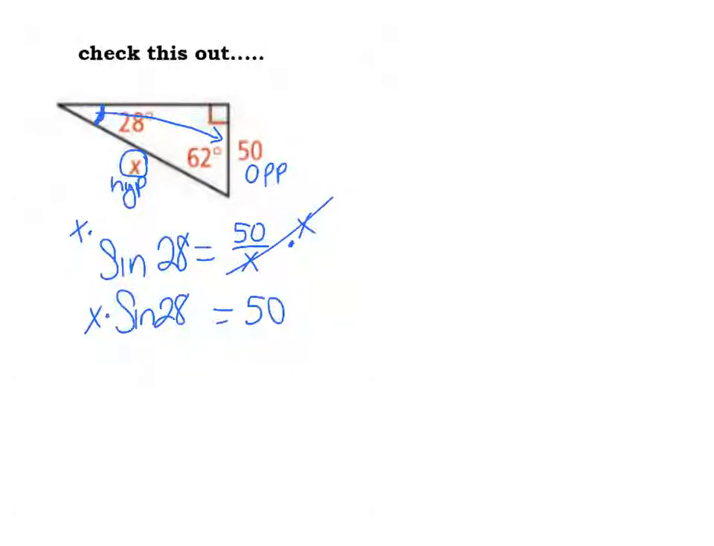Now when I'm solving, I need to isolate the x. So I did that multiply by x just to get rid of the fraction. Now I'm going to have to go back and I'm going to have to divide by the sine of 28 on both sides. So to do this one in your calculator, instead of multiplying, you're going to be dividing. So I'm going to do 50 divided by the sine of 28. And I got x to end up equaling 106.5.